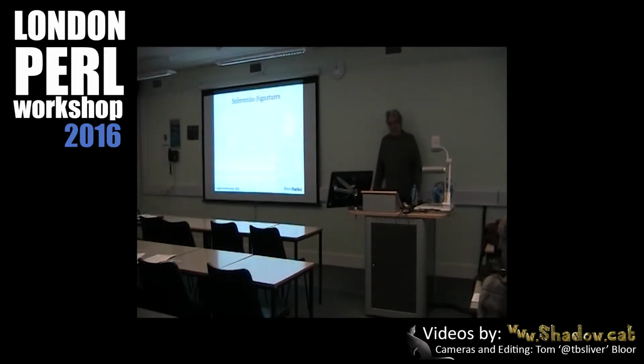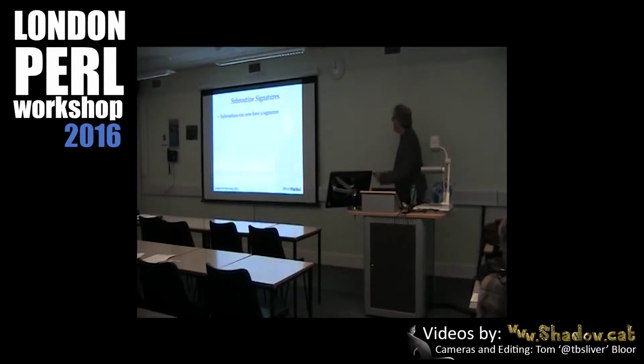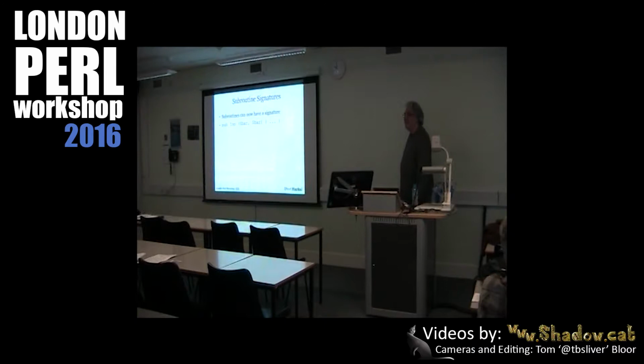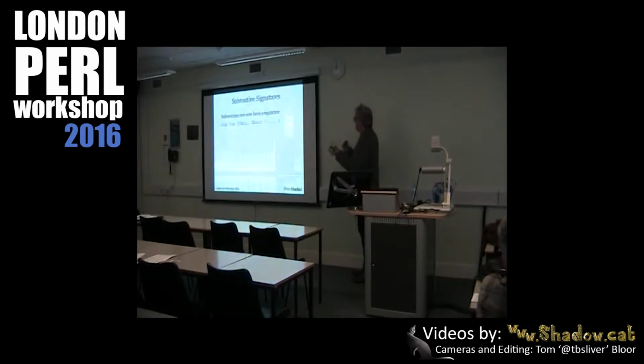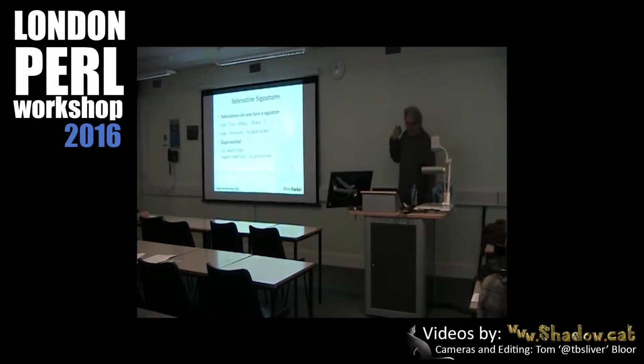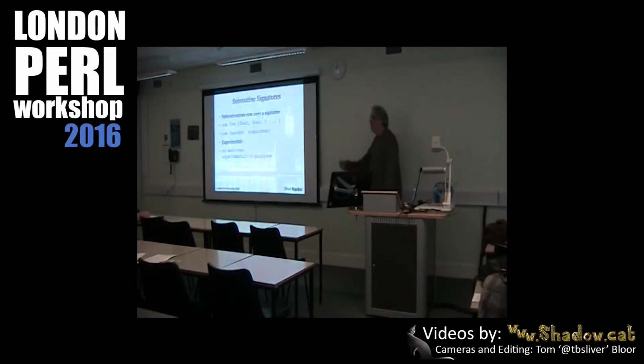So subroutine signatures. Subroutines can now have a signature. Hurrah! Only like 40 years after every other programming language in the world. So you can now write sub foo ($bar, $baz) { code }. You need to have use feature 'signatures'. It's experimental, so you need to have no warnings 'experimental::signatures'. So it's questionable how much typing you're saving at this point.